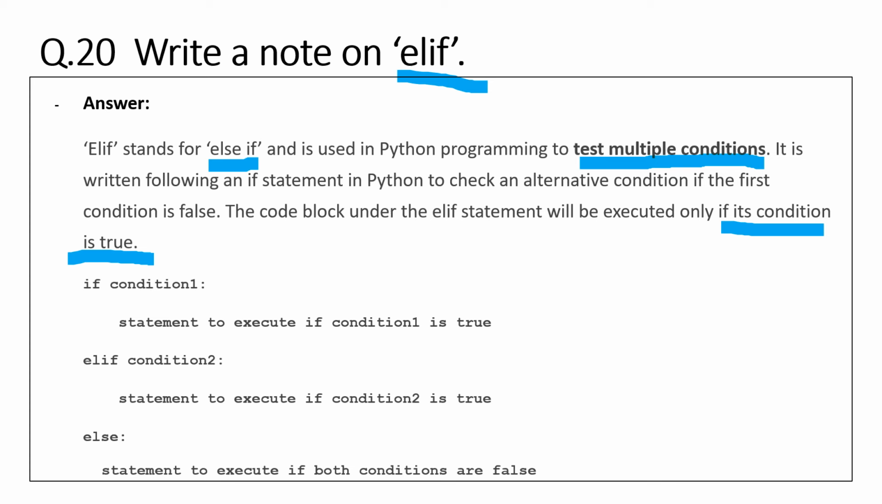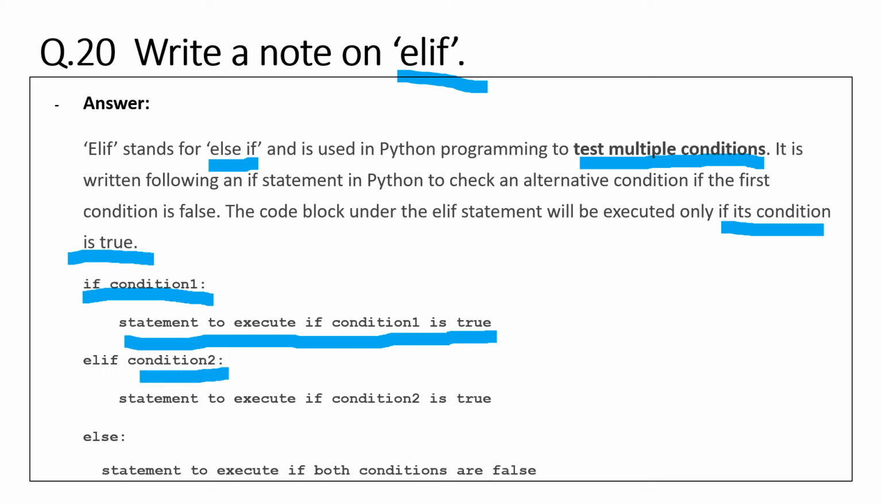So this is the example here. If condition 1 is true, then the statement to execute if condition 1 is true will be executed. If condition 1 is true, then only that statement will be executed. If the condition is false, then it will check for the next condition, that is condition number 2.